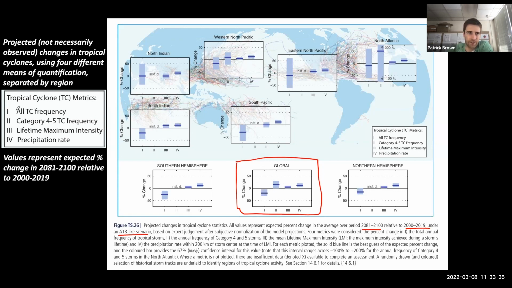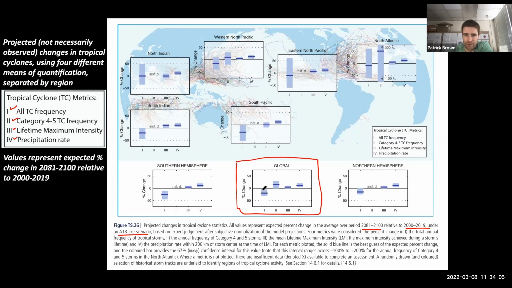And so 1, 2, 3, 4 are: 1 is frequency, how many you see. 2 is the strongest storm frequency, so now we have category 4 and 5 tropical cyclone frequency. 3 is maximum lifetime intensity, so how fast the winds are at the fastest point. And then 4 is precipitation rate.